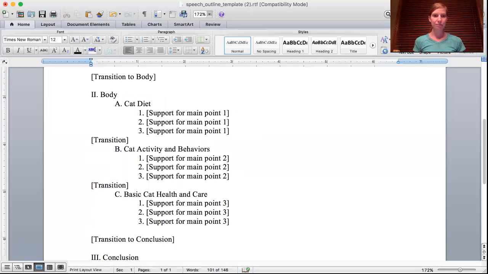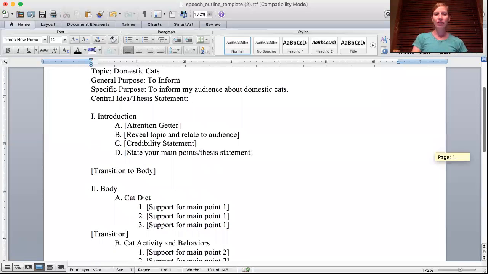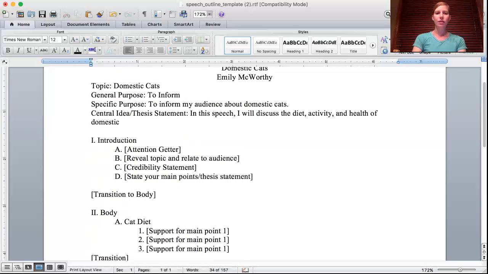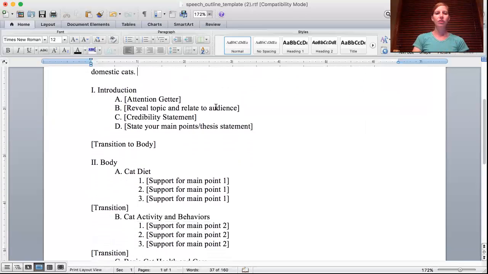And just as a disclaimer, as I go through these main points and add supports, all this stuff is going to be totally made up. So now we can really get into the speech. We have our main points. So now we can write a thesis statement. In this speech, I will discuss cat diet, activity, and health of domestic cats. Notice here I've stated my three main points. I'm going to see this again in a minute when we get to the introduction, which is the next area.